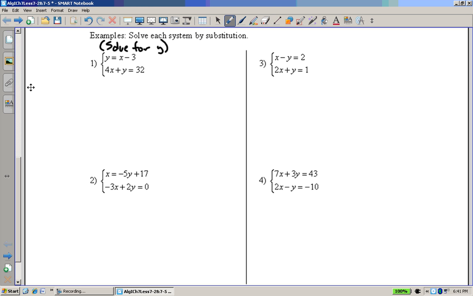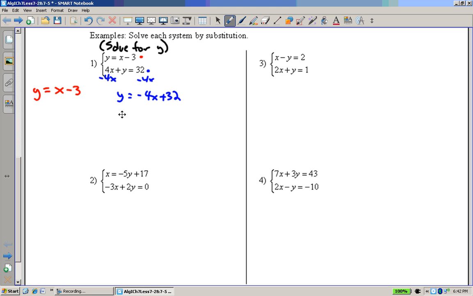Now, y equals x minus 3. I'll tell you what, as I had done in the previous video, let's identify these by color. So I'm going to use the top one as red and the bottom one as blue. So y equals x minus 3. Y is already by itself. Here, let's subtract 4x from both sides. Y equals negative 4x plus 32.